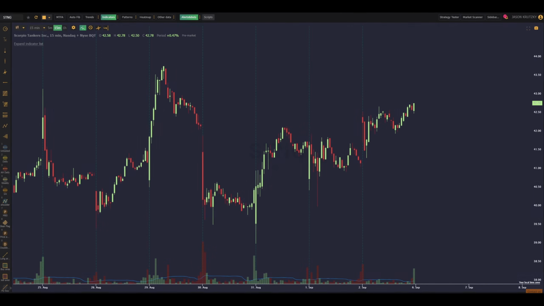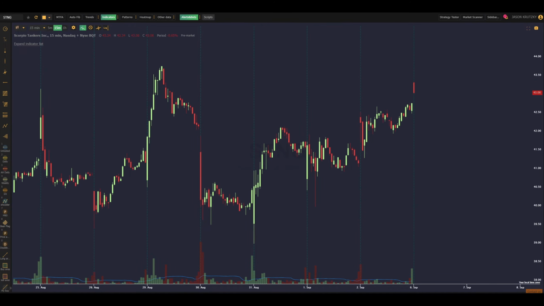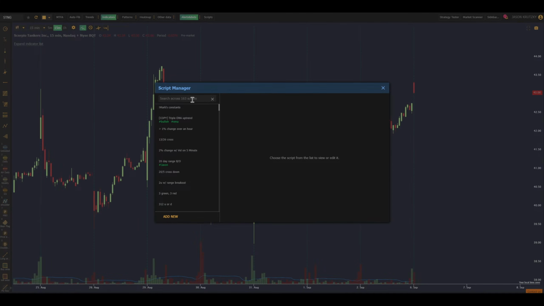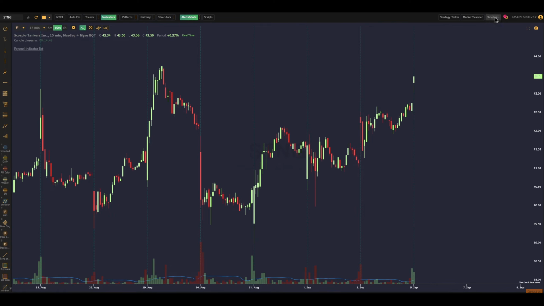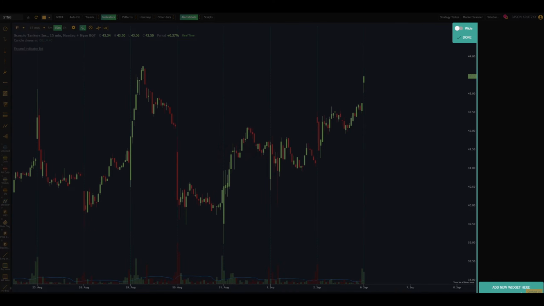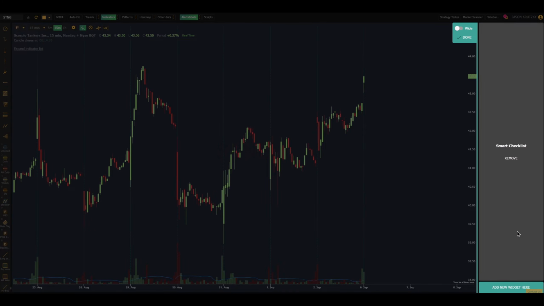Let's say, for example, you want the Smart Checklist to show you if the daily close is above the 200 SMA and if the 15-minute close is above the 20 and the 5 SMAs. In order to utilize the Smart Checklist to show you this, simply create a script with your predefined criteria, go to your sidebar, select Add Widget, and choose the Smart Checklist option.